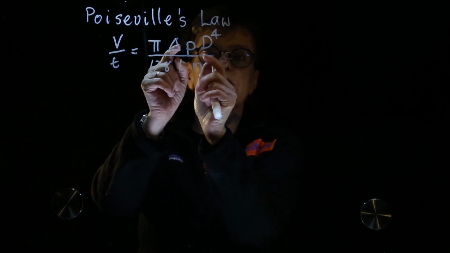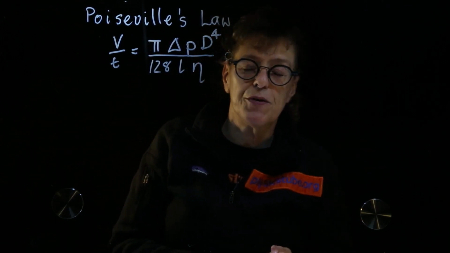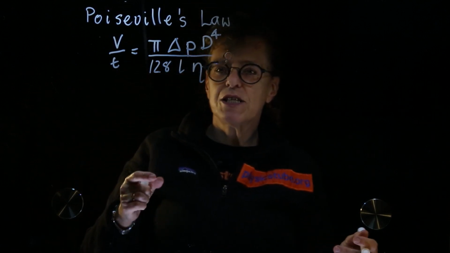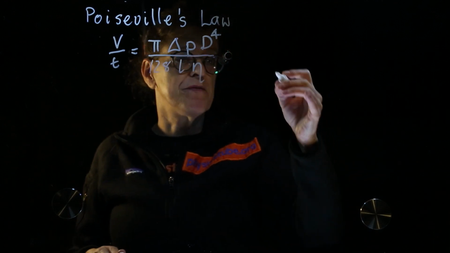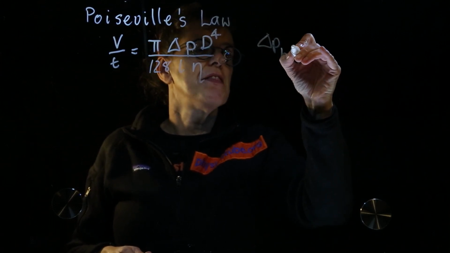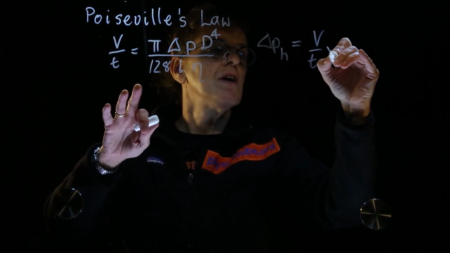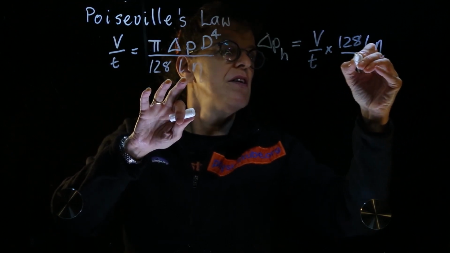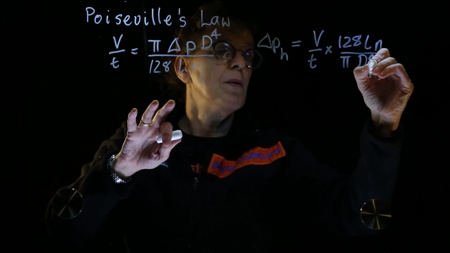We've got two things that are going to vary. This one we know has changed, this one we know has changed, and that one, how does it respond? So everything else is constant, and actually what I'm going to start off by saying is we've got two states of this blood vessel. So we have got delta P for a healthy blood vessel, and that is equal to V upon T times 128 length times eta divided by pi d to the power 4.